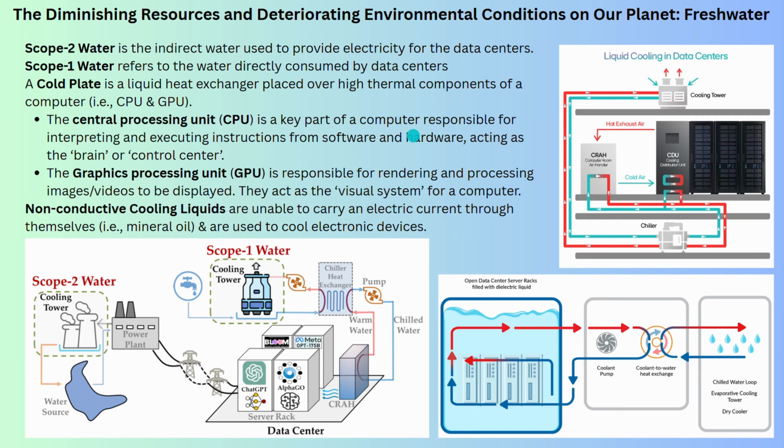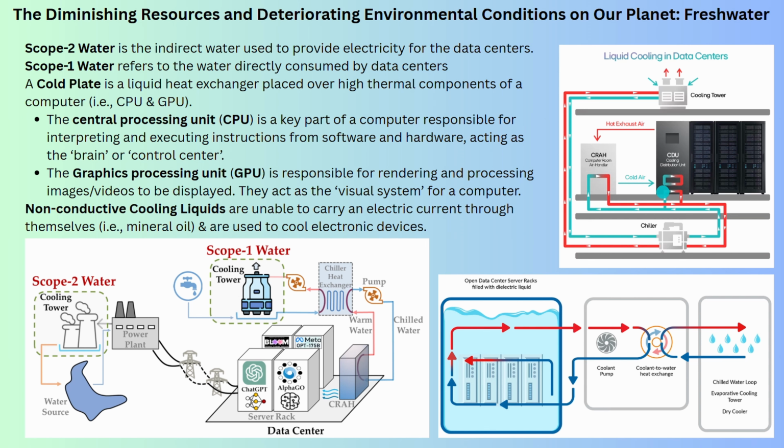The CPU is the key part of the computer responsible for interpreting and executing instructions from software and hardware, acting like the brain or control center for the computer. Whereas the GPU is responsible for rendering and processing images and videos to be displayed. It acts like the visual system for the computer. Before AI was used in these data centers, air conditioning alone was enough to cool the servers from overheating. Now, because of how intense these operations are, specifically on the CPU and the GPU, air conditioning alone is not enough to cool these racks fast enough to keep up with these demands. A cold plate has been added over these thermal components to exchange heat through fresh water.